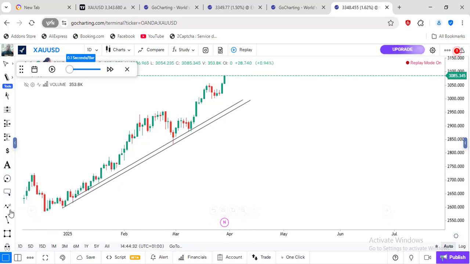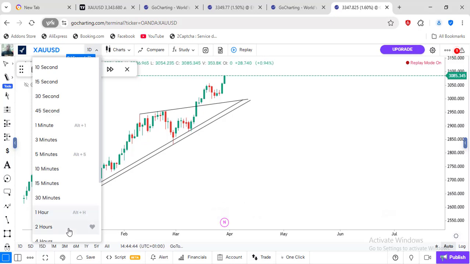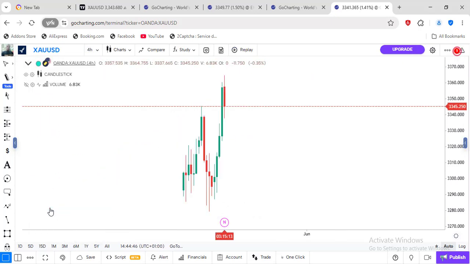But now if you look at it critically, you see that above here we have a kind of horizontal zone, another zone which we can draw like this. You can see that price has been rejecting a couple of times. When we drop to a smaller time frame, we are going to see how that plays out.